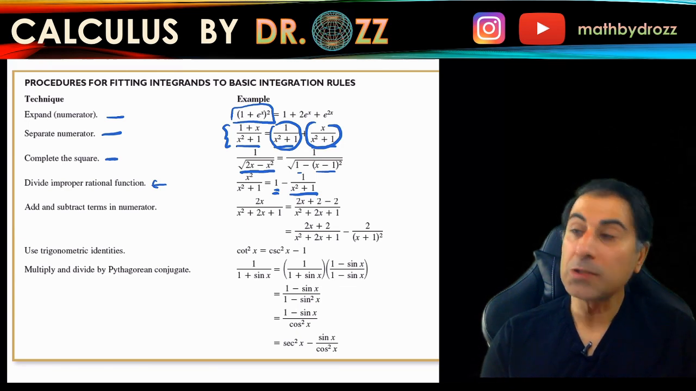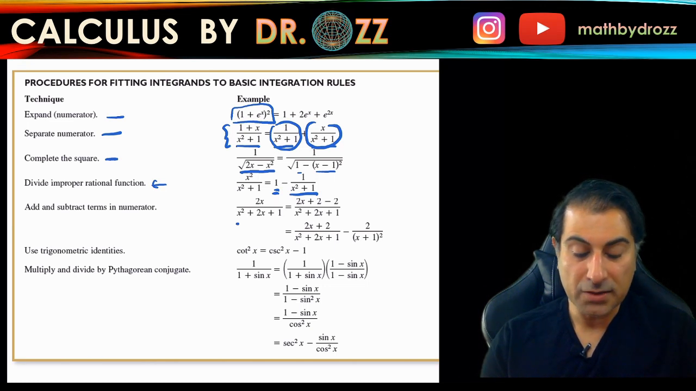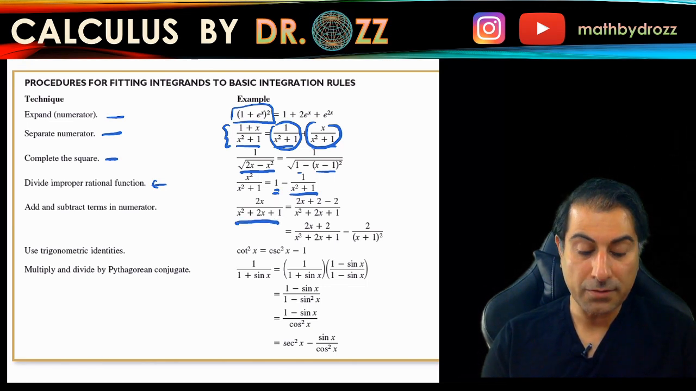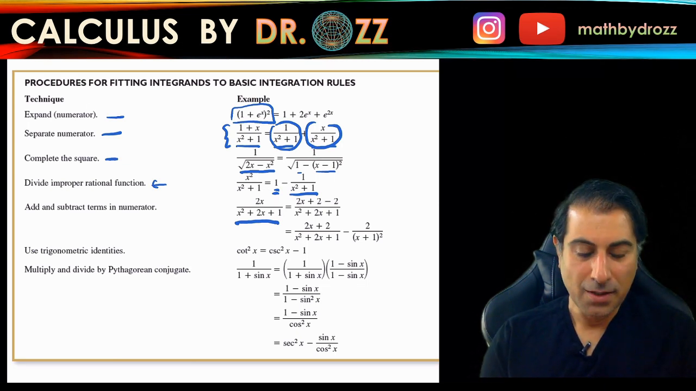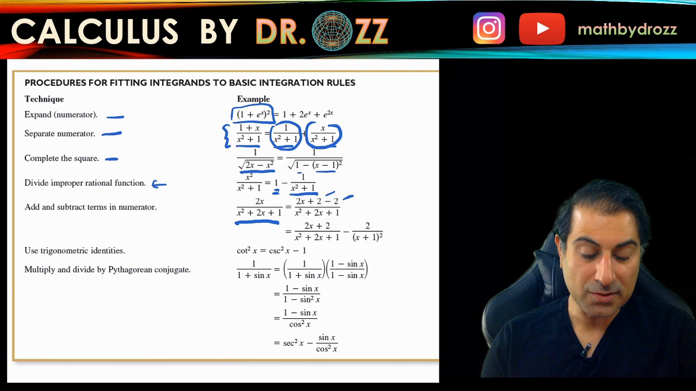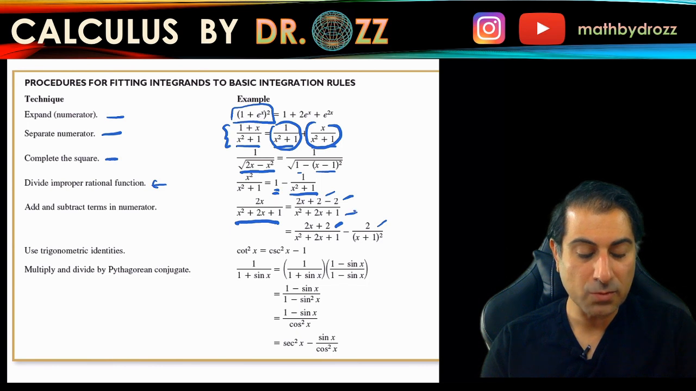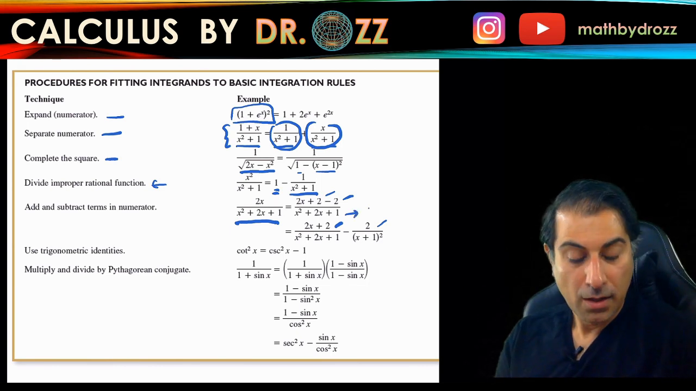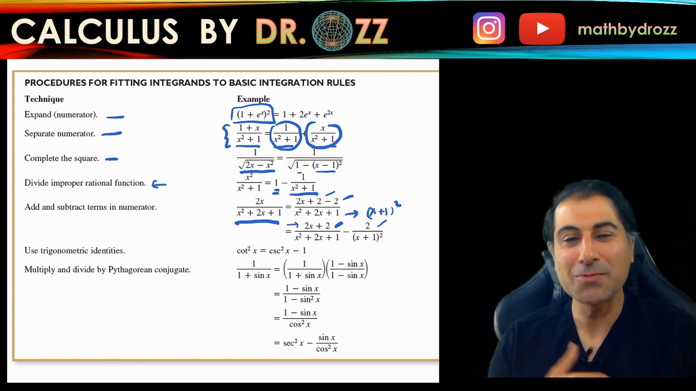You can also add and subtract terms in a numerator. Like in this example, you have 2x at the top, and then you have x squared plus 2x plus 1 at the bottom. We add and subtract 2, so that we can split this integral into two pieces, 2x plus 2 and 2 over the quantity x plus 1 squared, because the bottom is in fact the quantity x plus 1 squared. Okay, and this is also 2x plus 2, but when you pull it out, it's 2 times x plus 1 in fact.